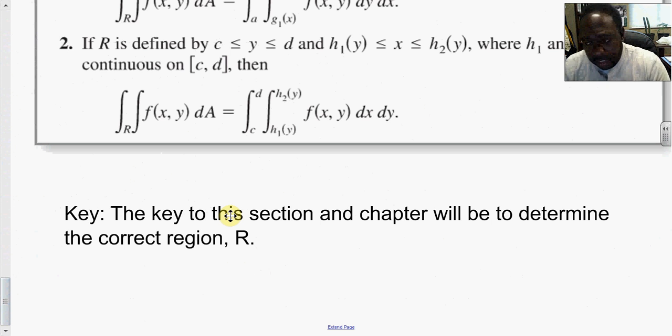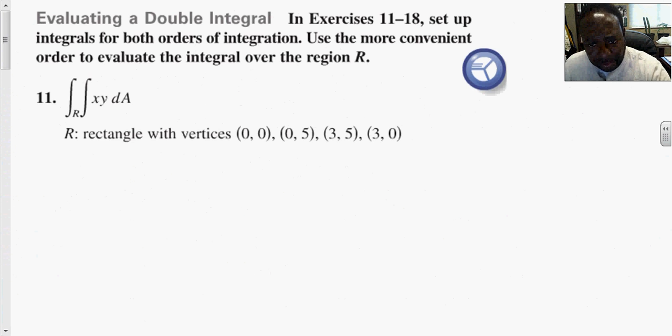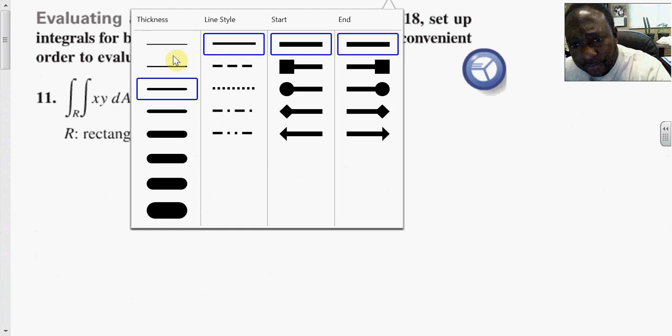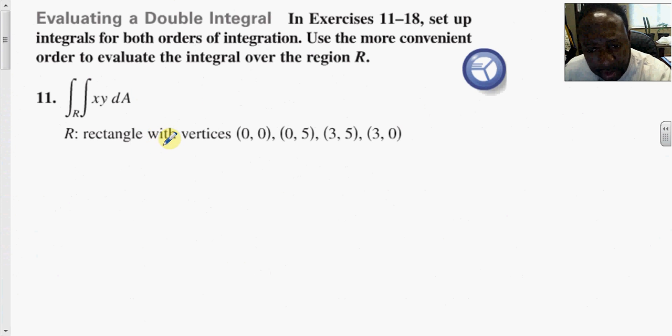The key to this section, I think, this chapter, will be to determine the correct region R. Let's look at some problems. So here, set up the integrals for both orders of integration. I'm only going to set up the double integral for just one and solve it. So you understand here, this is a rectangle with vertices. So we're at the origin. x goes out to 3, and then y goes up to 5.